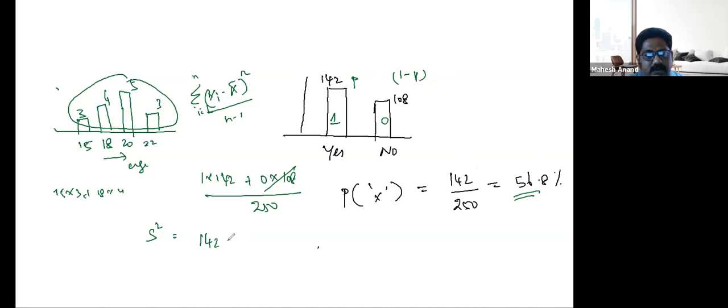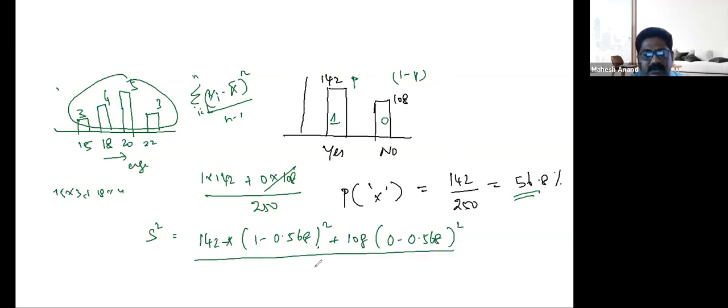So that is equivalent to 142 times of 1 minus 0.568 whole square plus 108 times of 0 minus 0.568 the whole square, whole divided by degrees of freedom, total records 250 minus 1. We'll get the variance. If you simplify this, we'll get 0.246, and taking the square root of this, you'll get a standard deviation of 0.50.